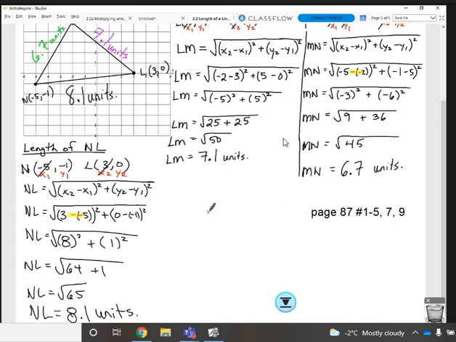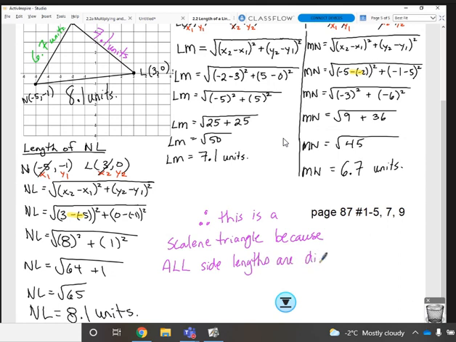Okay, last. Therefore, what type of triangle is this? It's a scalene triangle. This is a scalene triangle. And we should also justify it here. Because all side lengths are different lengths.